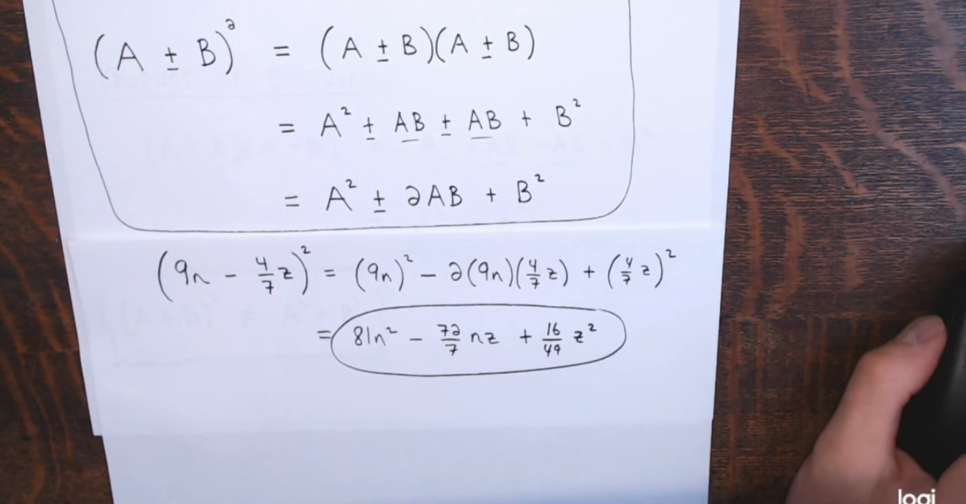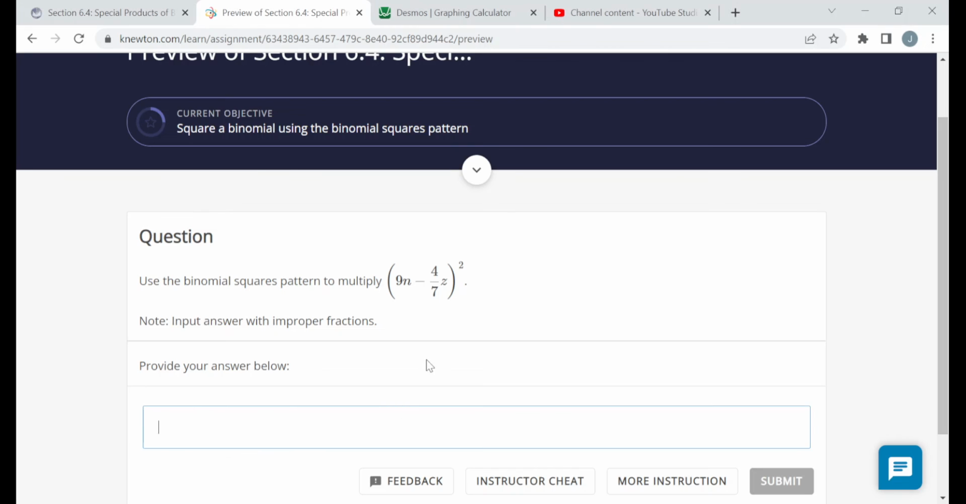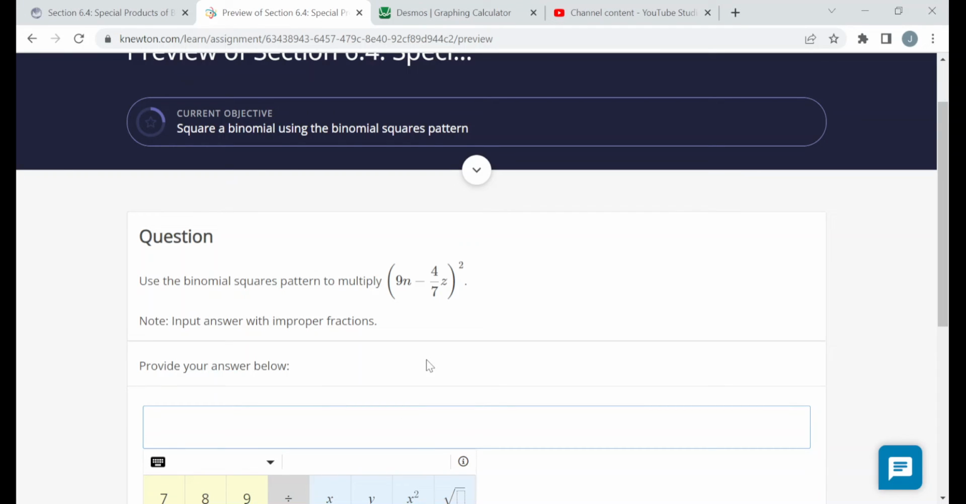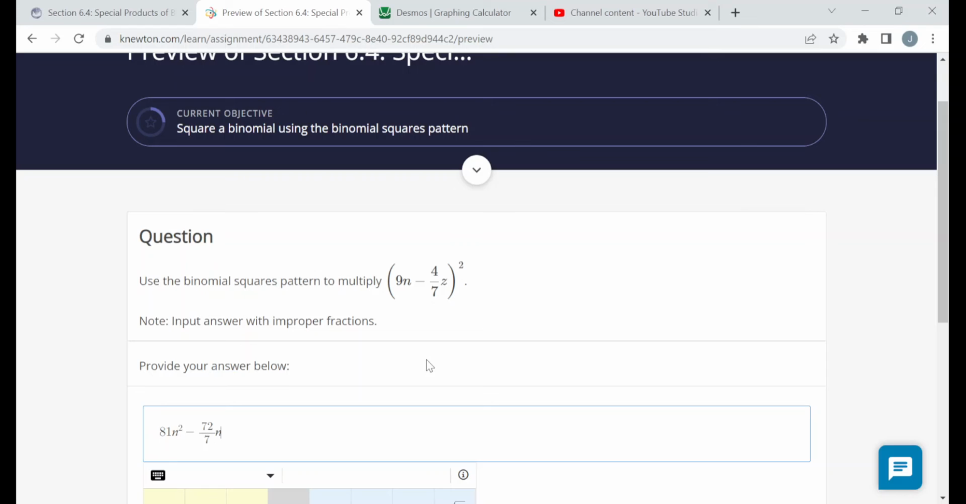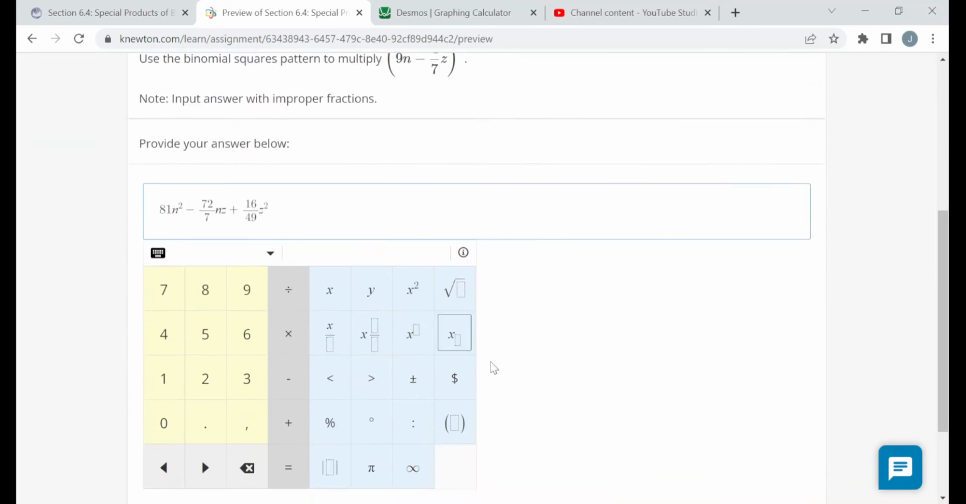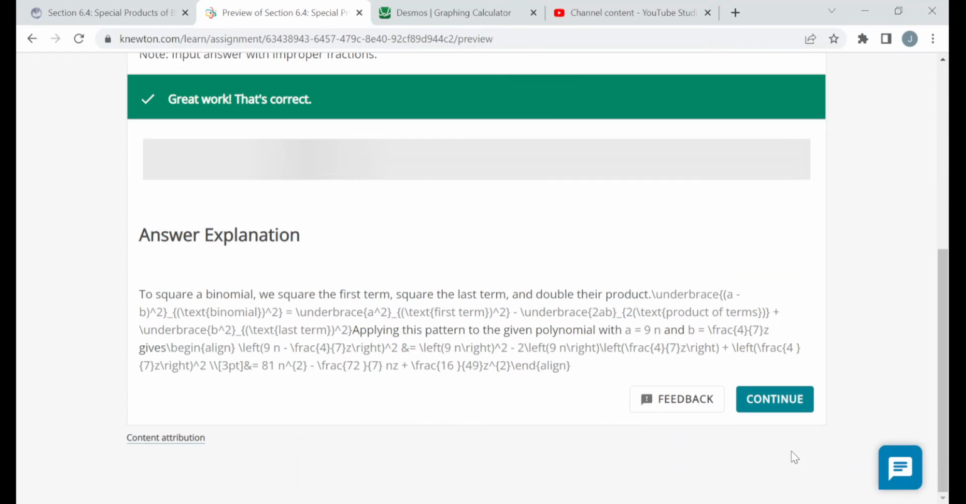Alright, that sum, no like terms. And it's really that simple. It's just plugging into the formula and simplifying. And again, you don't have to use the formula. You can multiply it out the long way and still get the same thing. So this ends up being 81n squared minus 72 sevenths times nz, and then plus 16/49 z squared. Great.